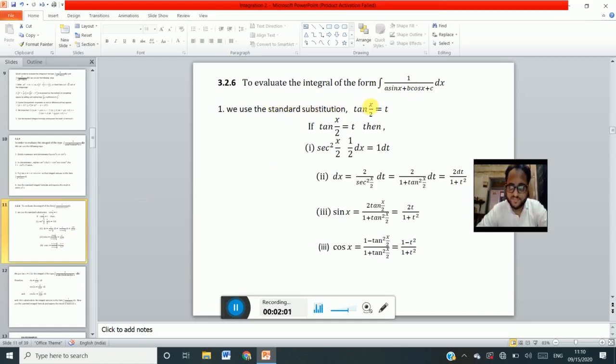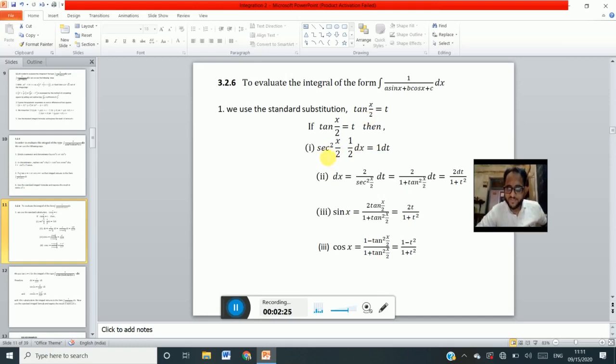See, this is the next type of integration again, that is 1 upon a sin x plus b cos x plus c. If the integration is in this form, where a, b, c are constants, then we have to put tan x by 2 equals t. This is the standard substitution we use to solve integration of this type. So put tan x by 2 equals t.